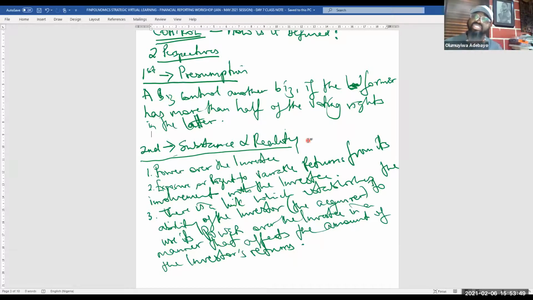But in a nutshell, if there's no other information to the contrary, it will be presumed that when you find yourself in a situation where an entity or a business has more than half of the voting right in the other, such business will be deemed to have control of others. And that is that.